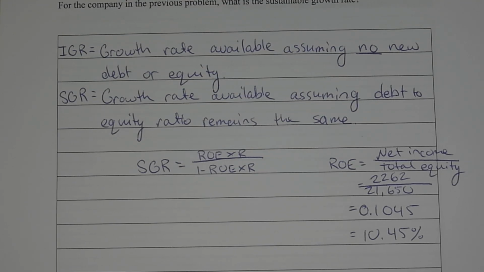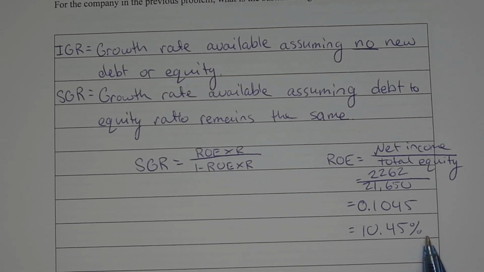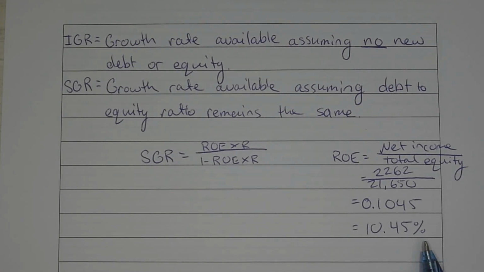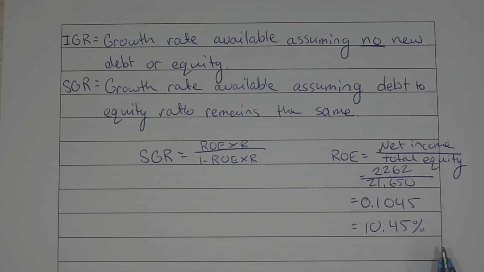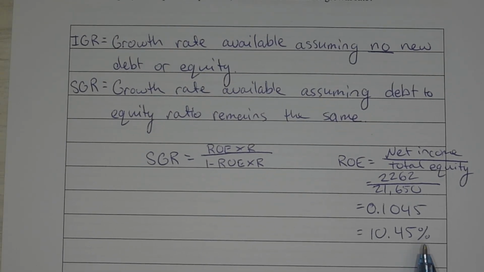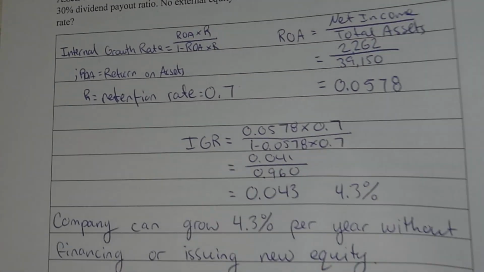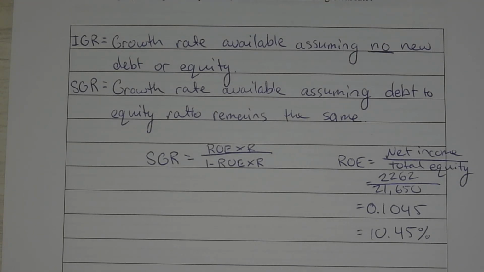So the company can grow 10.45% per year with increasing its financing only up to the same debt to equity ratio that it's maintained the previous year. So we would always expect this to be higher than the internal growth rate. The internal growth rate is the most conservative rate you can have, which in this case was 4.3%. But if we have the ability to take on some financing, you can grow to 10.45%.